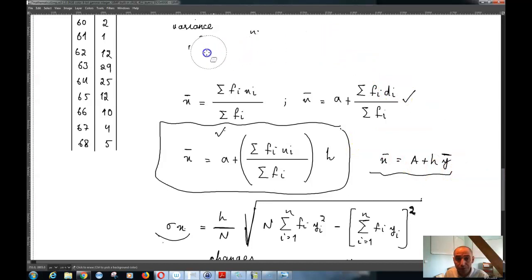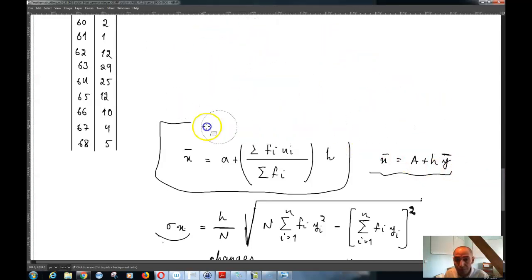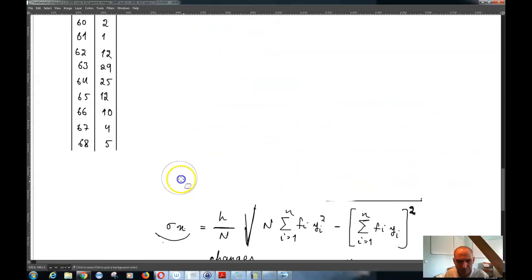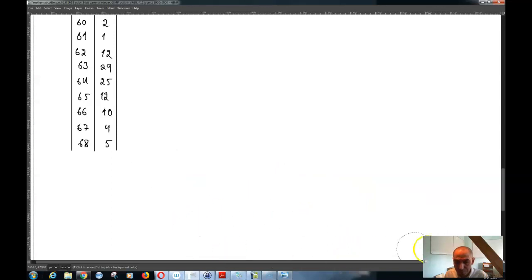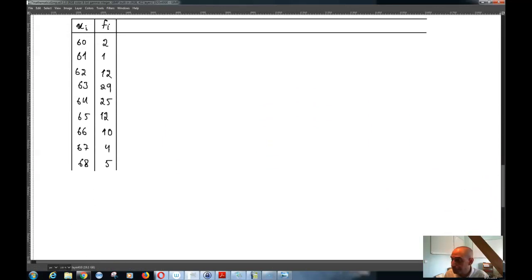So basically, we said that if your x of i's are too large, what you can do is take some value, for example this 64 or some other value of your x of i, as the assumed mean, and I call it A, for example. The assumed mean of the data.